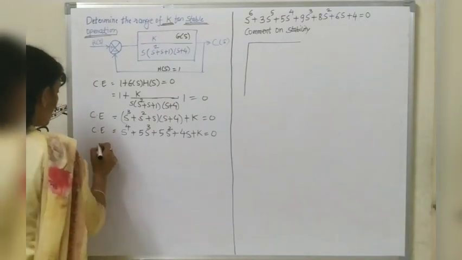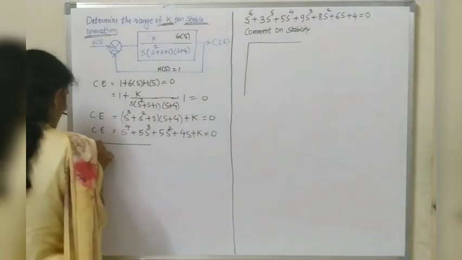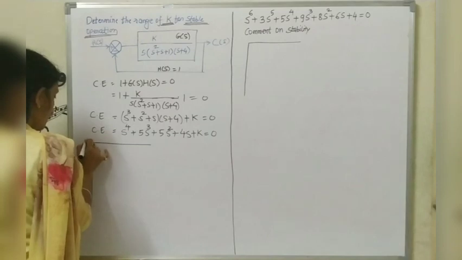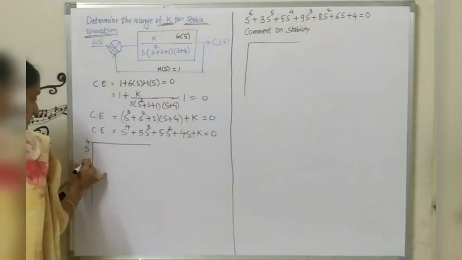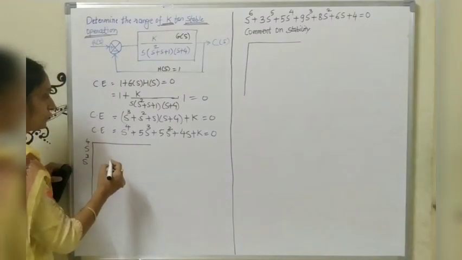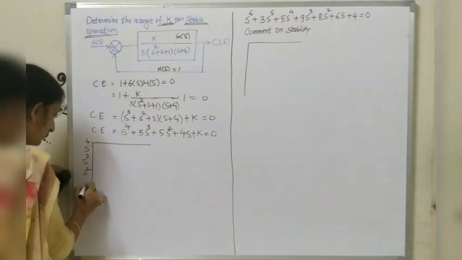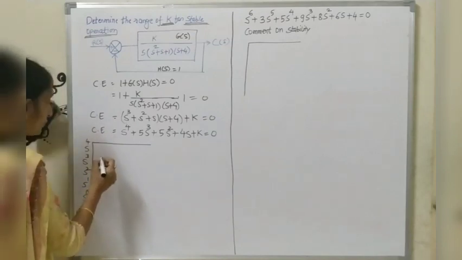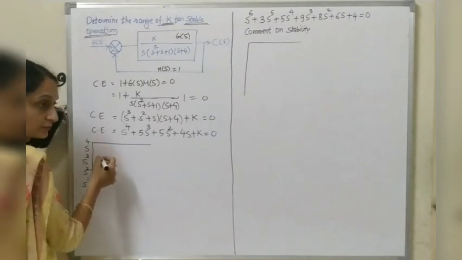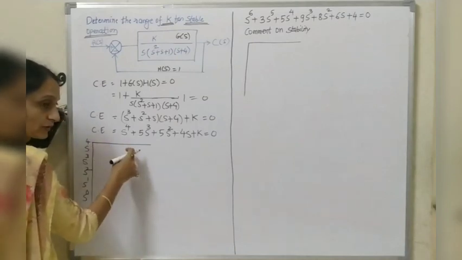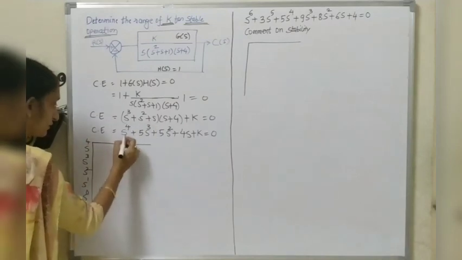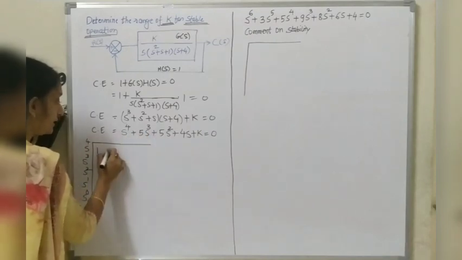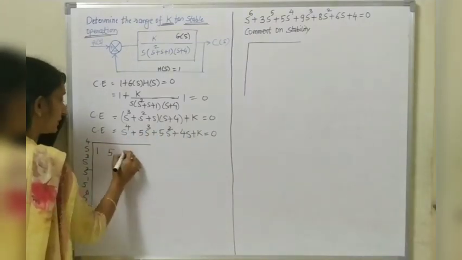Now I will arrange this characteristic equation in the Routh array. The highest power of s is s raised to power 4, then s cube, then s square, next s raised to power 1, and last s raised to power 0. Look at how you get the Routh array. The elements of the first row are obtained from the characteristic equation. I start with the coefficient of s raised to power 4, skip one term, then it will be 5, skip one term, then it will be k.